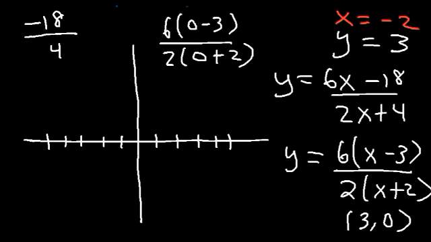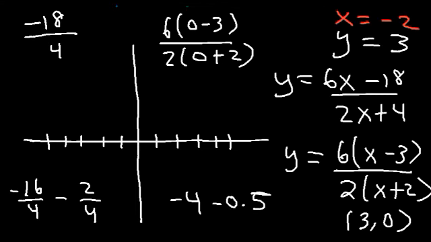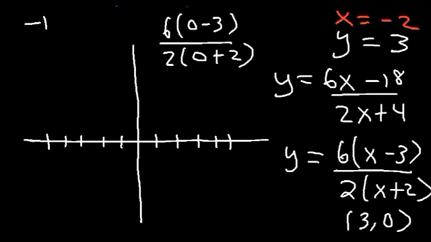Negative 18 over 4. We can make that negative 16 over 4 minus 2 over 4, because negative 16 minus 2 is negative 18. 4 goes into 16 4 times, and 2 over 4 is basically a half, or 0.5. So it's negative 4.5. So therefore, we have the point (0, negative 4.5). That's the y-intercept for the function.